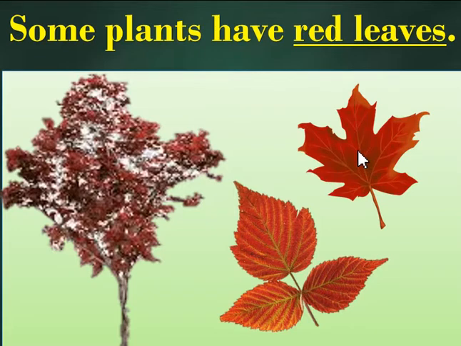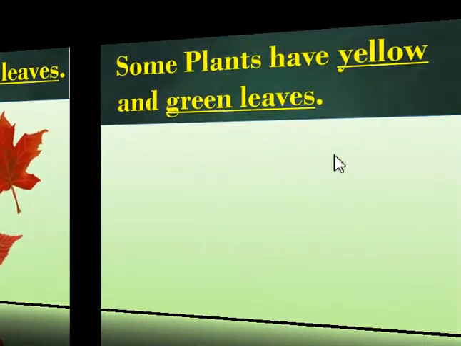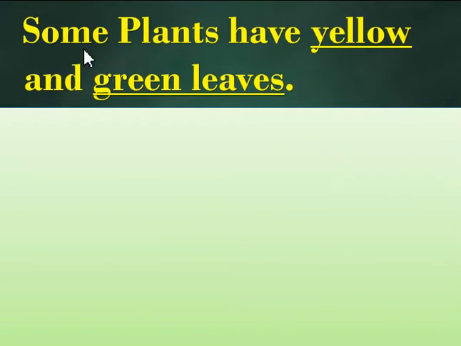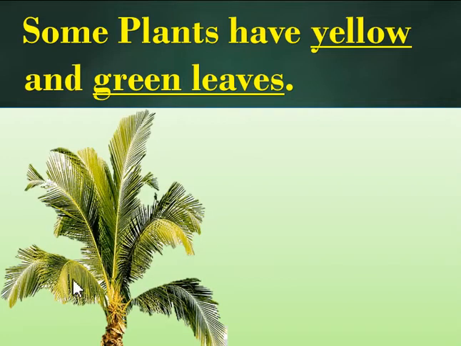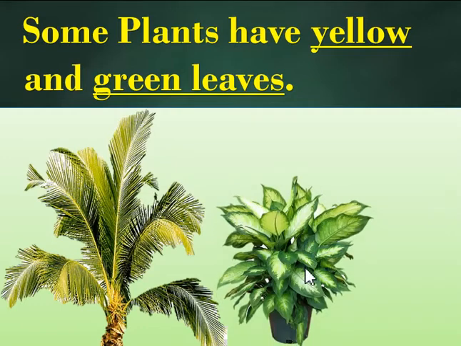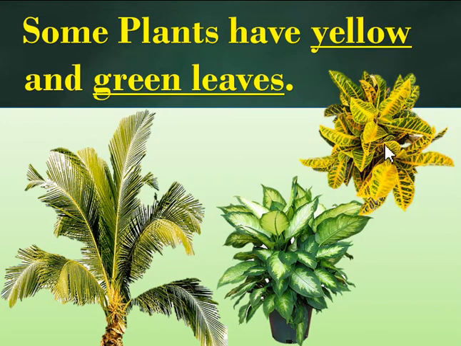Again, what color is this? Very good. Red. And some plants have yellow and green leaves, the combination of yellow and green leaves, like this one. One plant and two color leaves: green and yellow.